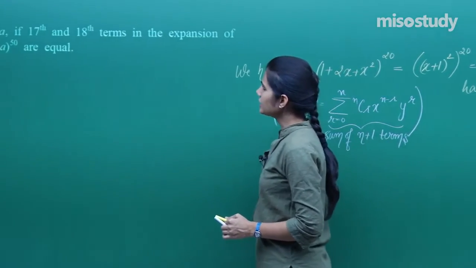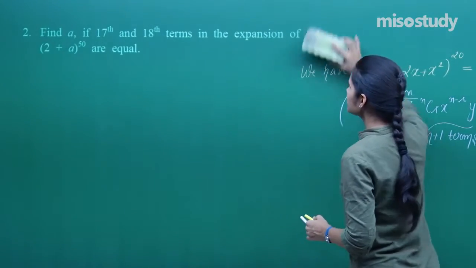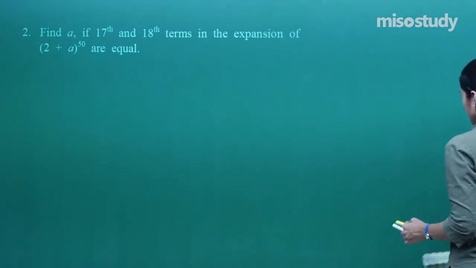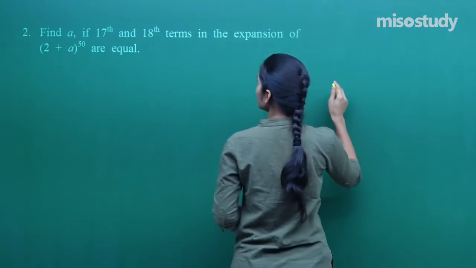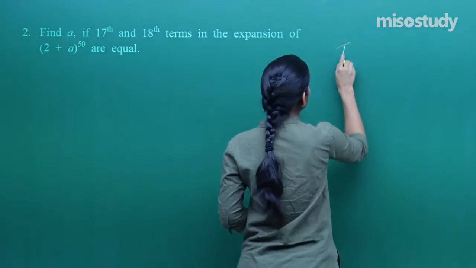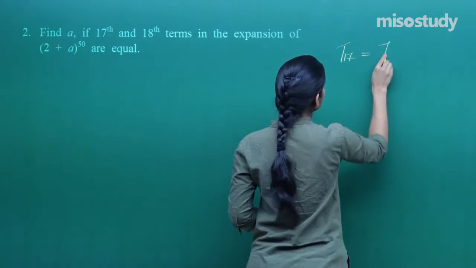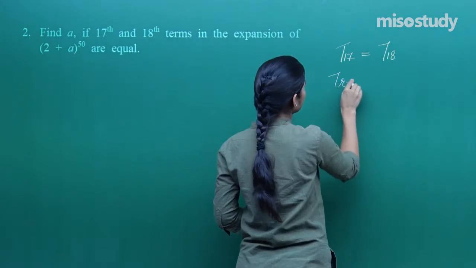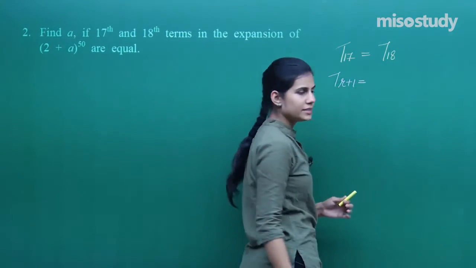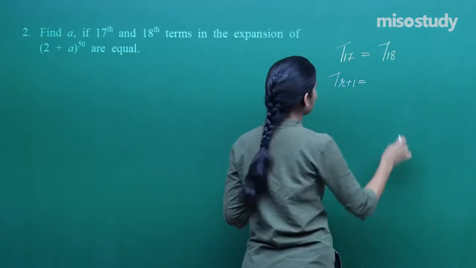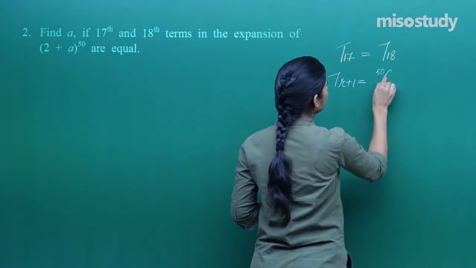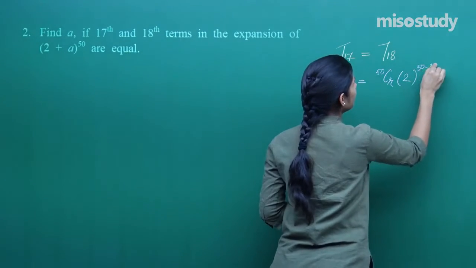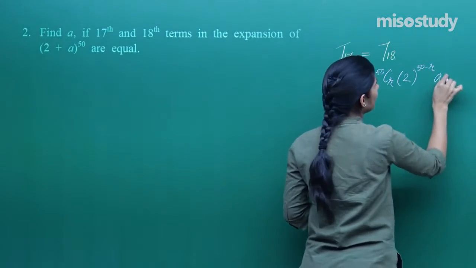Next question says: find a if the 17th and 18th terms in this expansion are equal. Now the expansion is given of (2 + a)^50. The 17th term and 18th term are equal. I know T(r+1), the (r+1)th term in the expansion of (2 + a)^50, would be 50Cr 2^(50−r) a^r.